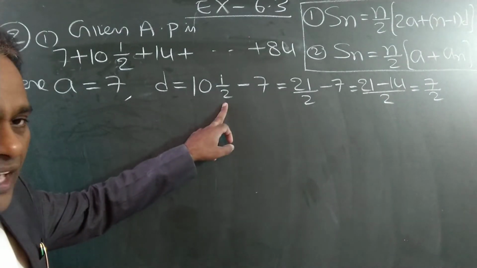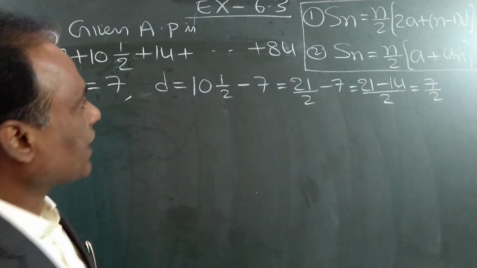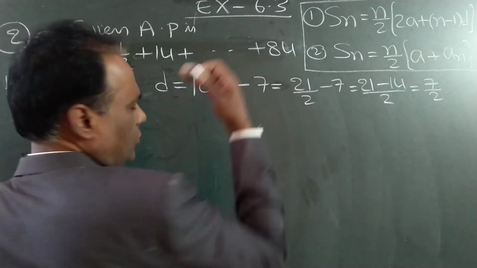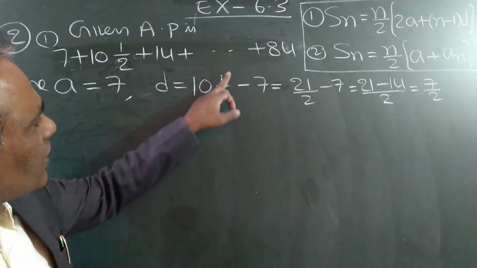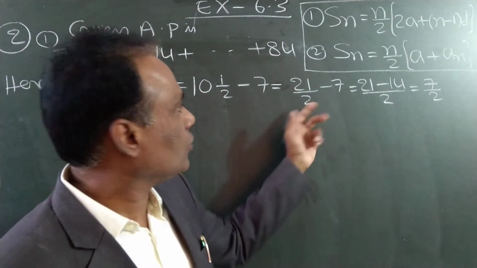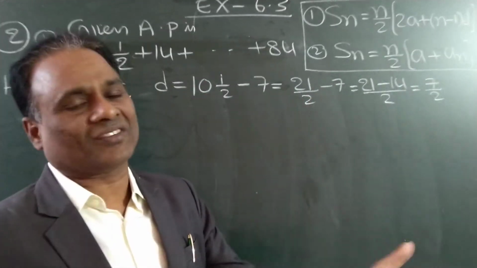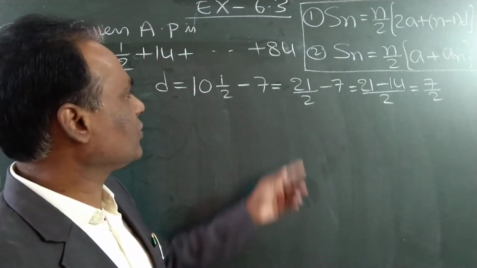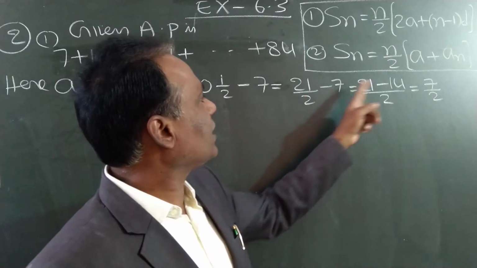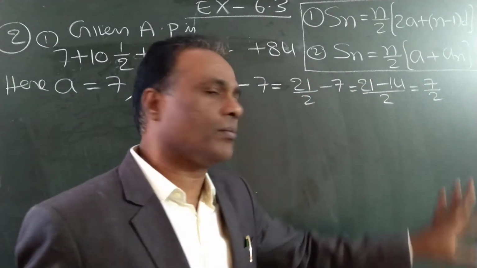So this is a mixed fraction. I changed it into improper fraction. How? You studied in the 6th class, 5th class. 2 into 10, 20 plus 1, 21 by 2 minus 7. You know how to subtract the fraction. Subtraction, addition, multiplication, all you studied, the basic fundamental operations. 2 LCM, 21 minus 14. 21 minus 14 is 7 by 2.